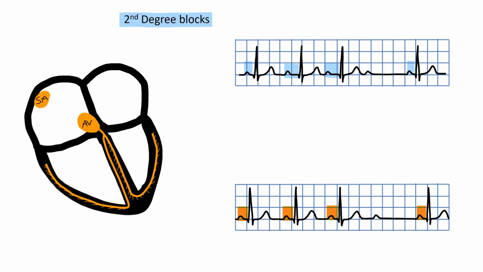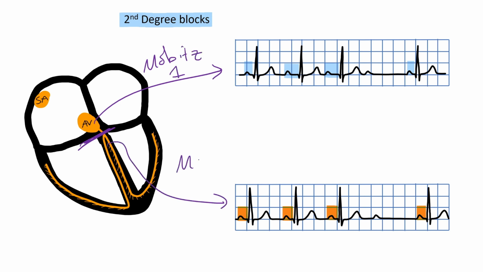So now let's move on to second degree blocks. So with second degree, you have one problem that's in the AV node. So we call this a Mobitz 1. And the other problem is below the AV node. So we call this a Mobitz 2. Now with the Mobitz 1 and Mobitz 2, you have non-conducted P waves, which you can see over here. Non-conducted just means that there's no QRS following the P waves. Now with the Mobitz 1, we see PR intervals that prolong.